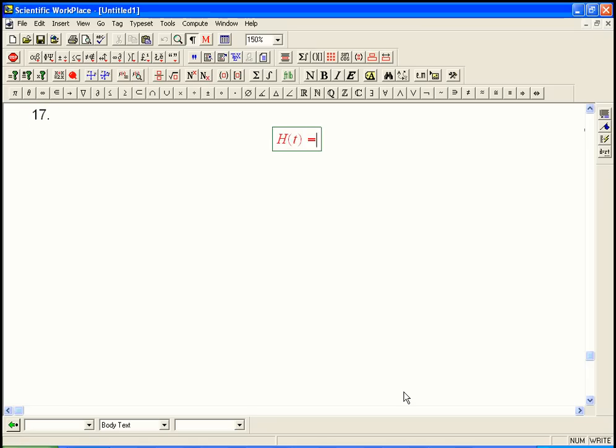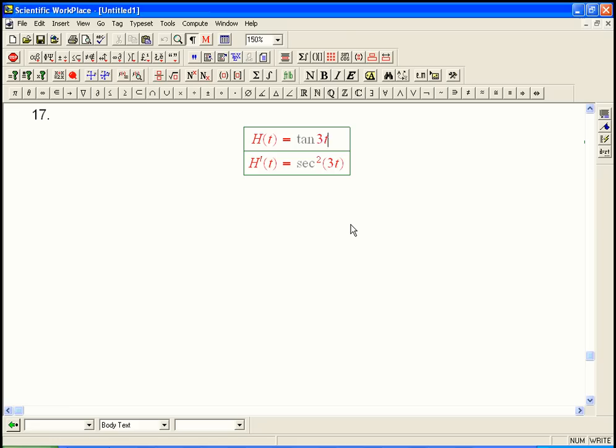h of t is tan 3t, and h prime of t equals... Okay, so that's going to be, let's see, the derivative of tan is secant squared.